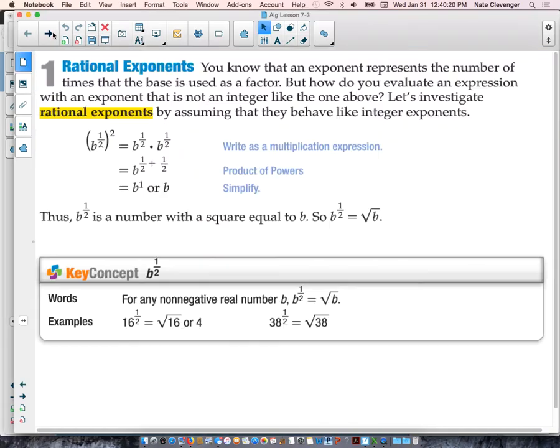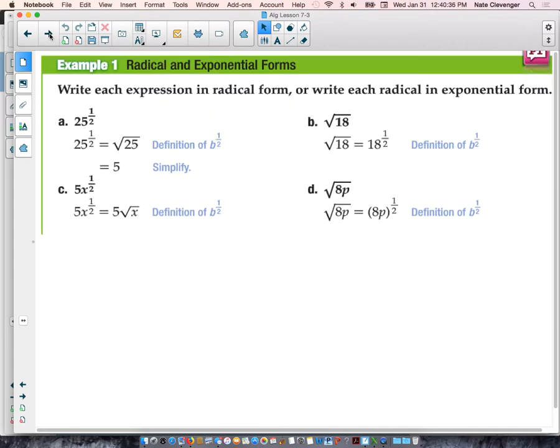Yesterday we looked at writing our base with a rational exponent. Rational meaning fraction. So you can see down here below, 16 to the 1/2 is the same thing as the square root of 16, and then work that out as 4. We went through each of these, so you can look at each one if you need some assistance remembering how to do that. We've done that in the bell work already.